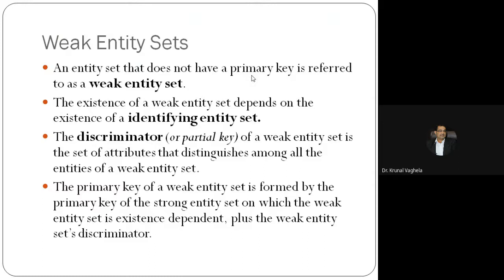The discriminator or partial key of a weak entity set is the set of attributes that distinguish among all the entities in the weak entity set. So in our case, the discriminator is nothing but the installment number. The primary key of a weak entity set is formed by the primary key of the strong entity set on which the weak entity set's existence is dependent, plus the weak entity set's discriminator.